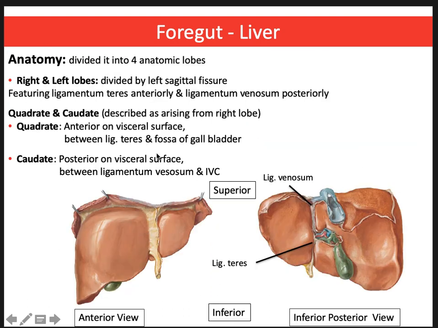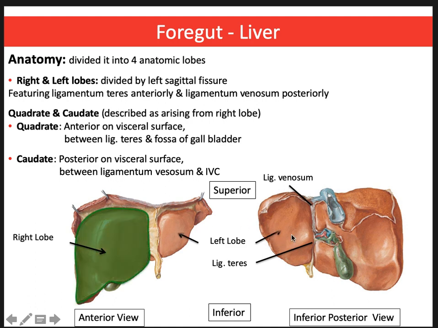Good. So if we look at the liver like this, you can probably see that the falciform ligament divides the anterior aspect of the liver in two big lobes, right? You have your right lobe, which is usually more prominent, and your left lobe that will extend from the epigastric region to your left hypochondrium region. So this is divided by the falciform ligament.